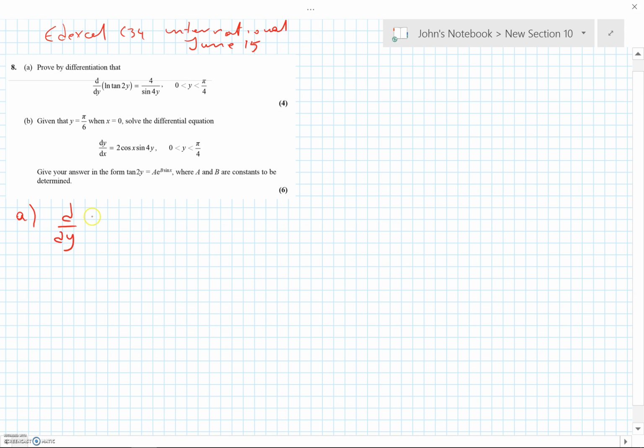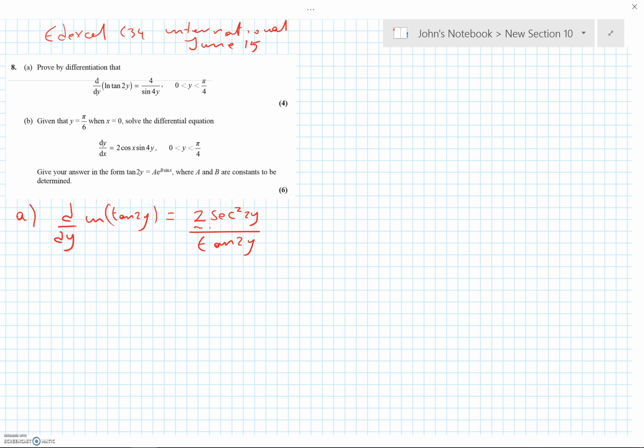d by dy of ln tan 2y equals, as tan 2y is differentiated, so that's 2 sec squared 2y all over tan 2y, because tan differentiates to sec squared, but we've got almost like a chain rule thing within that. The 2 is there because it's sec squared 2y, so that we must have a 2 there.